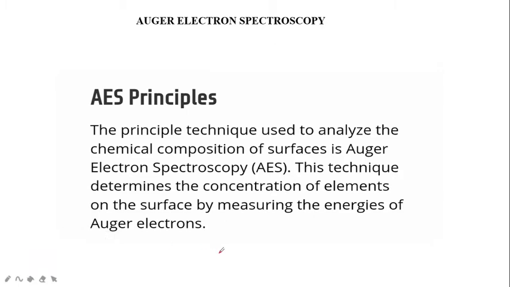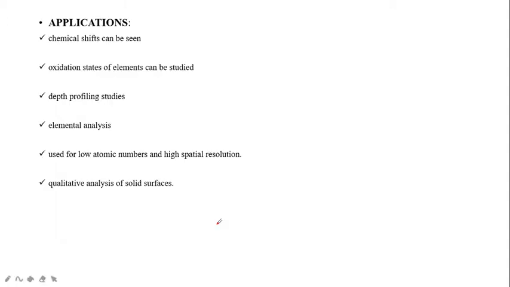So let us finally understand what are the applications of AES. Auger electron spectroscopy, the basic principle is this technique is used to analyze the chemical composition of surfaces. This technique determines the concentration of elements on the surface by measuring the energies of Auger electrons. So this is the principle of Auger electron spectroscopy.